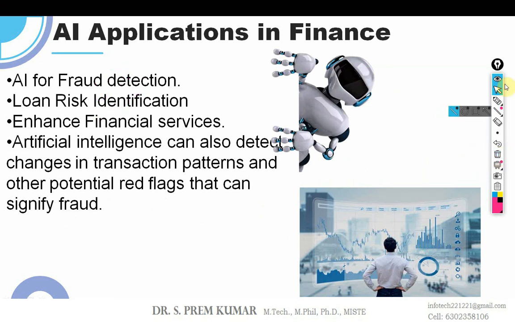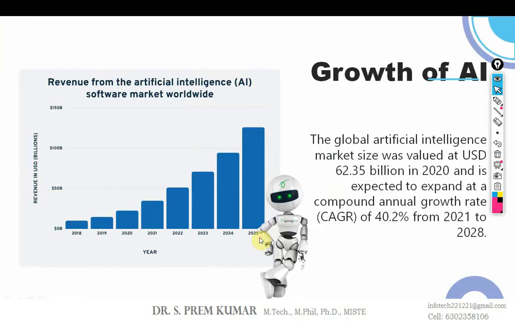And of course, financial applications. In applications we use artificial intelligence for fraud detection and loan risk identification, whether the customer will repay the loan promptly or not. You can identify beforehand based on the behavior of the customer. Artificial intelligence can also detect changes in transaction patterns and other potential red flags that can signify fraud. All sorts of fraudulent activities can be identified beforehand and prevented. That is the beauty of artificial intelligence.